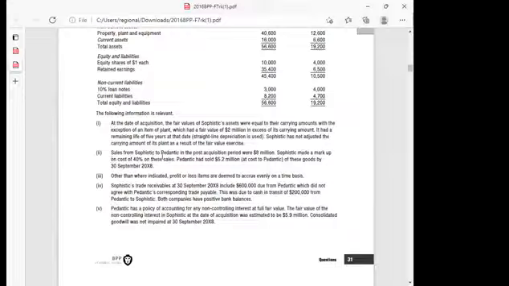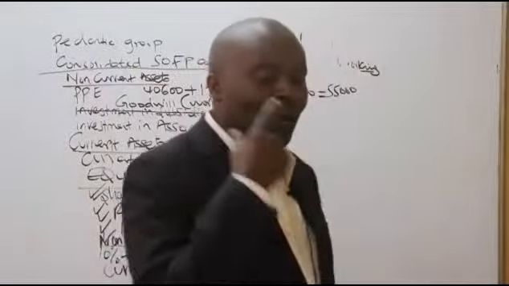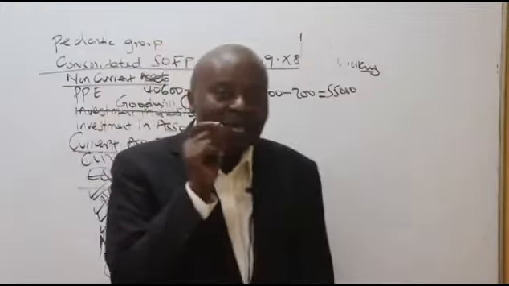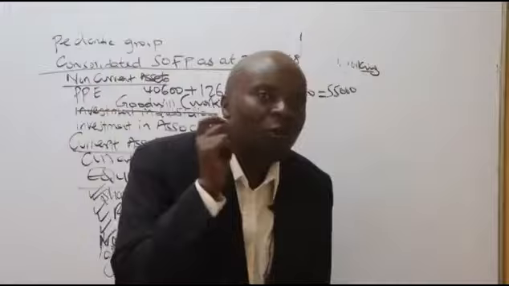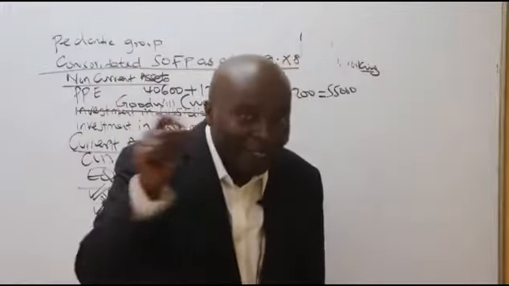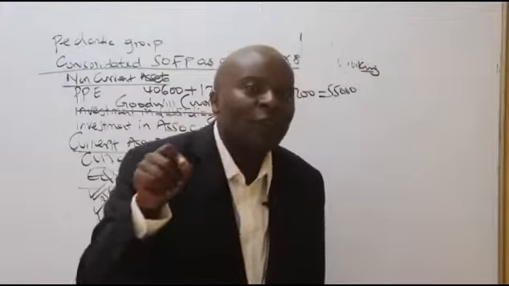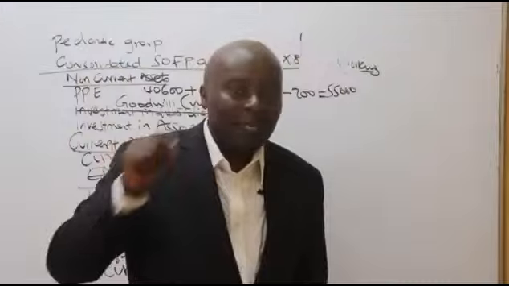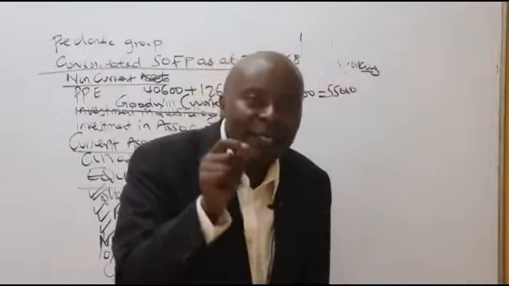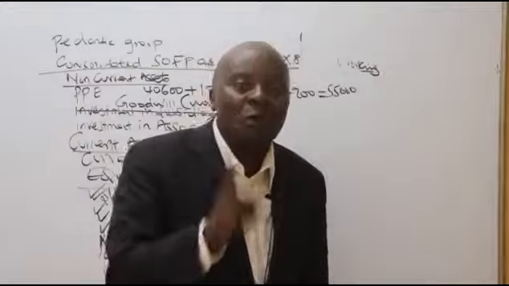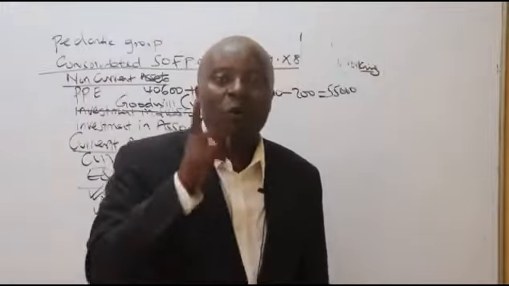Sales from Sophistic to Pedantic in the post-acquisition period were 8,000. Sophistic made a markup on cost of 40% on these sales. Ladies and gentlemen, listen to me very well. When I go to the consolidated income statement, that internal sale of 8,000, 8 million, I'm cutting the 3 zeros, must be removed, deducted from the group revenues. Why? Because that is the internal revenue.